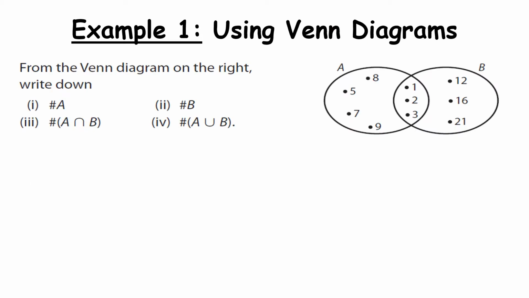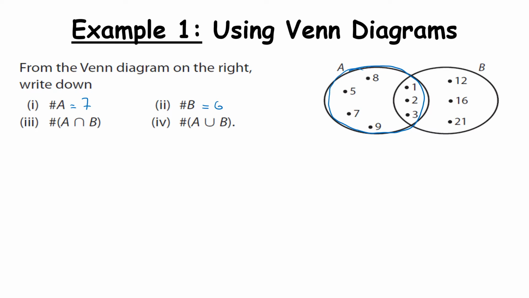Let's look at an example. From the diagram on the right, write down the cardinal number of A. So how many elements are in A? Now remember, A is the full circle. So if you said 4, you're not correct. It's actually 7. We're looking at all elements that are within the full bubble of A. So the cardinal number of A is 7. The cardinal number of B is 6.